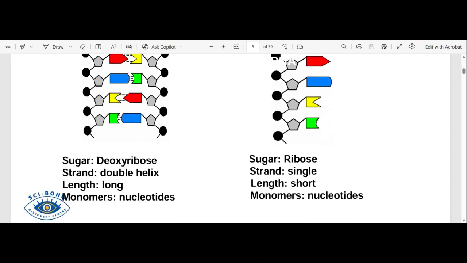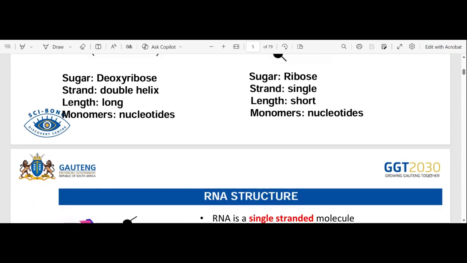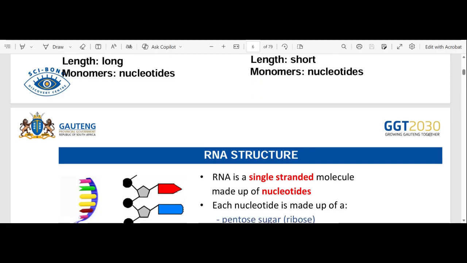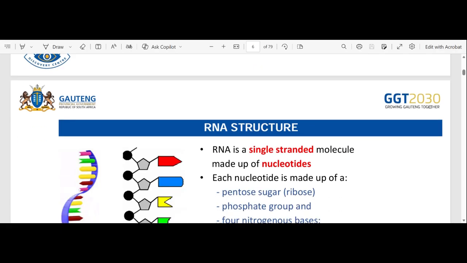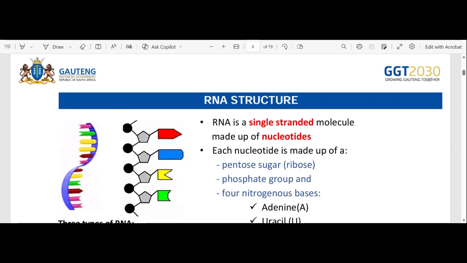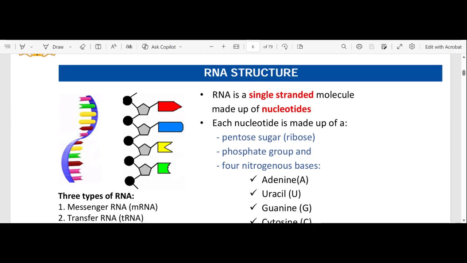Okay, let's continue. This is just a revision, and it will help you to apply the code of life as a topic when it comes to questions. So let's look at the RNA structure. The RNA structure is single-stranded, as you can see. And if it's single-stranded, there's no need for hydrogen bonds, because it is single-stranded.